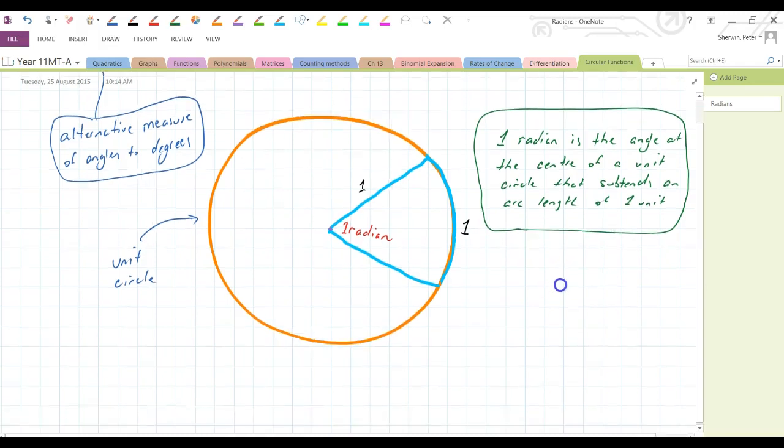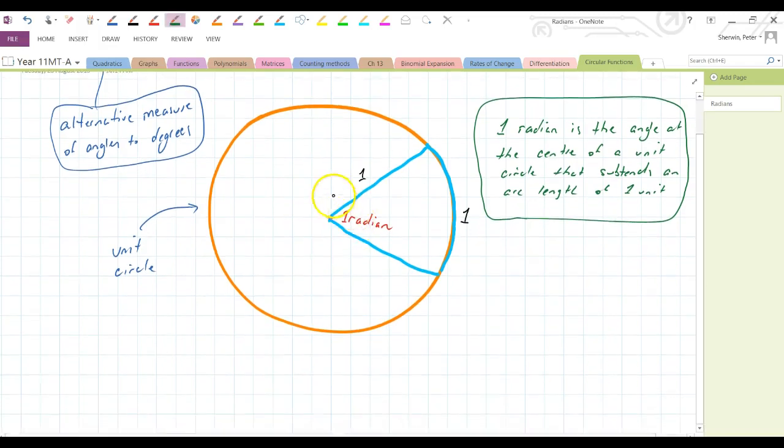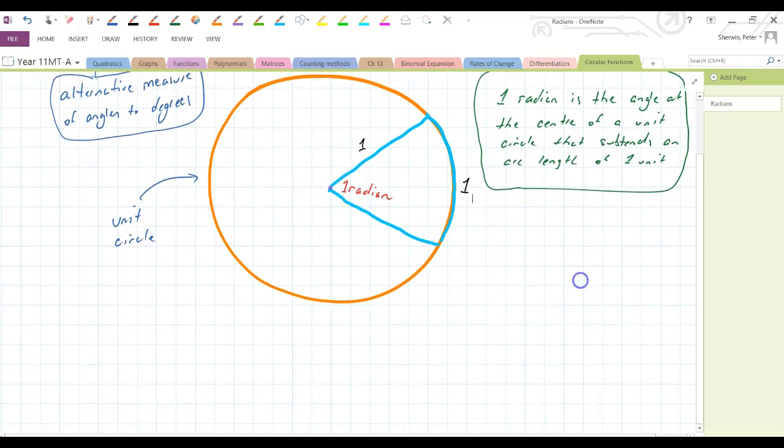So let's now think about what, therefore, that means in terms of a conversion from degrees to radians, because we're going to need to be able to work between the two. So, conversions. Let's have a look at conversions.